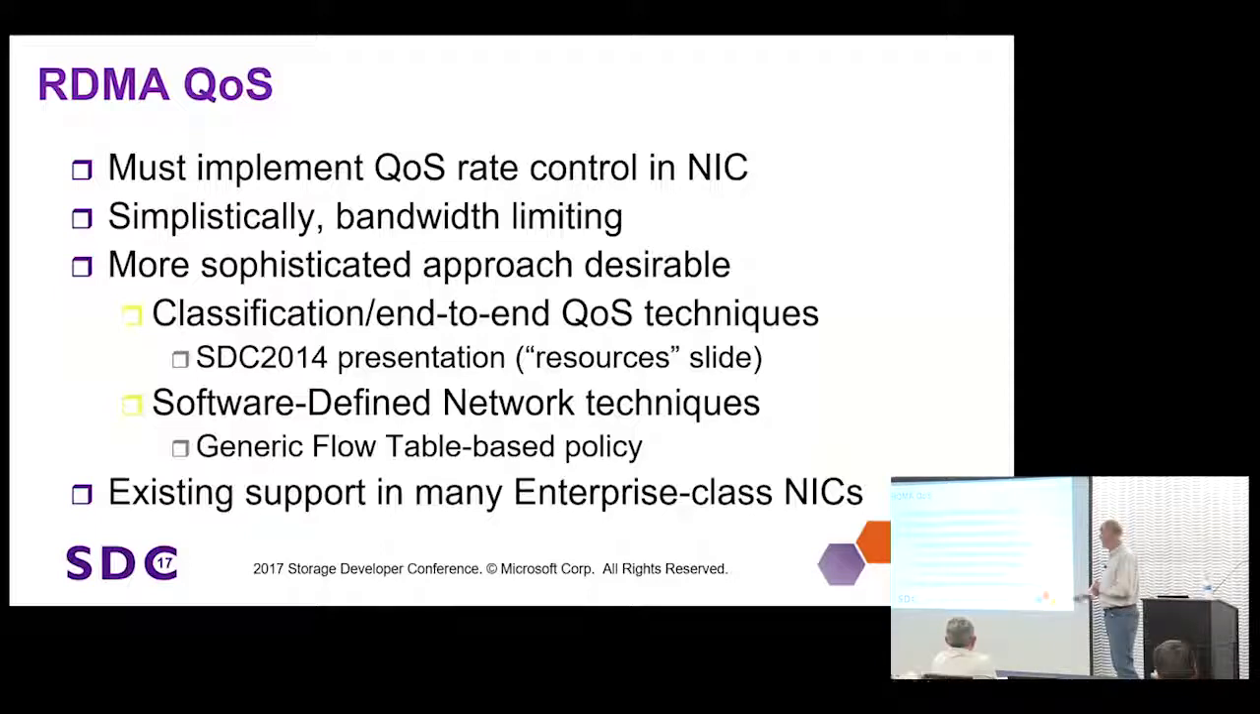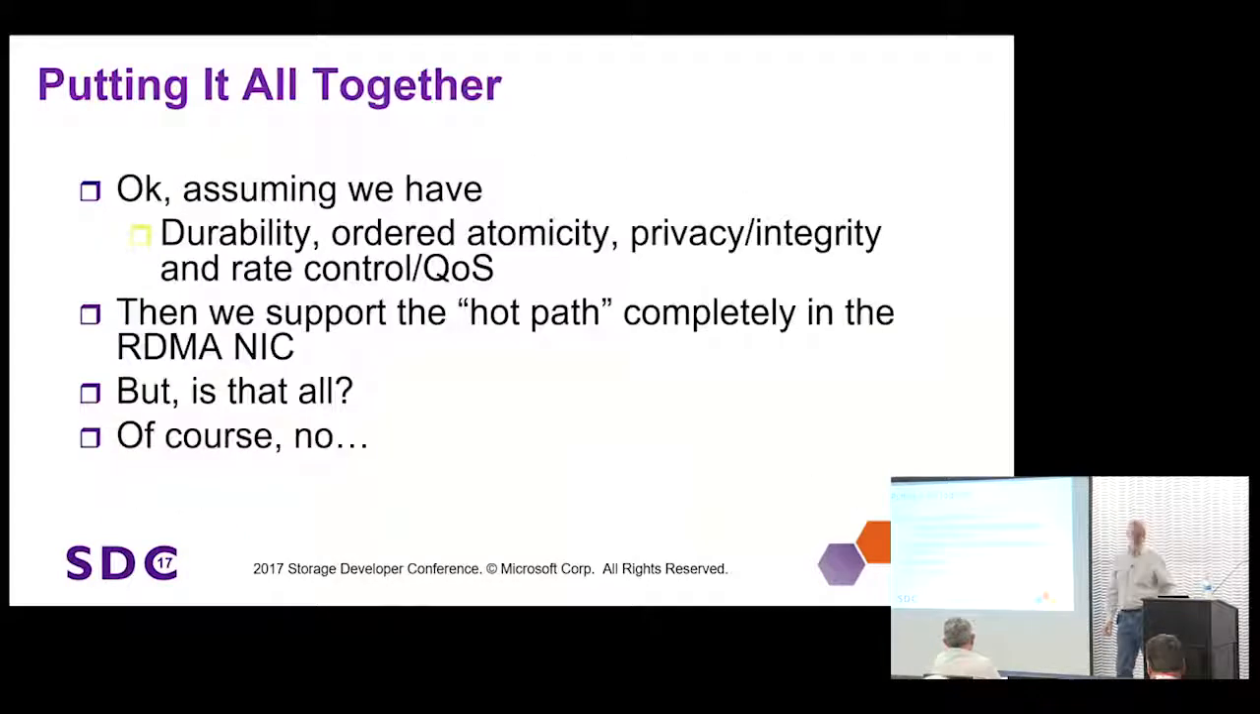So it's very interesting. There's support for these types of QoS things in existing enterprise-class NICs. All right? So it's not like this is new to any network adapter vendor. But bringing it into the RDMA space is definitely new. So it's a requirement here. Putting it all together, assuming that we have durability, ordered atomicity, privacy, integrity, and rate control, then we support the hot path completely in the NIC, right? We have this offloaded hot path in the NIC.